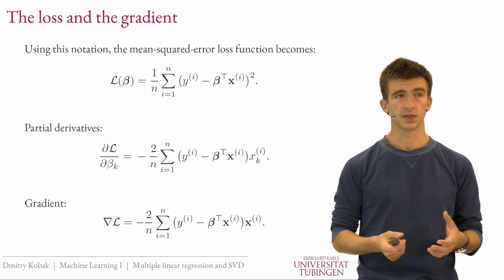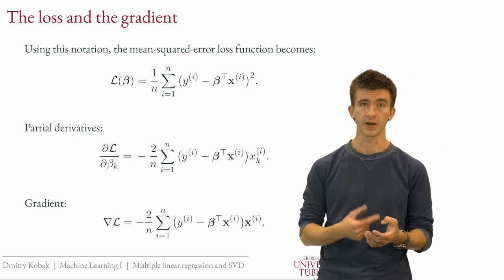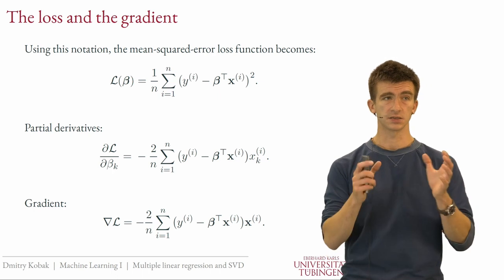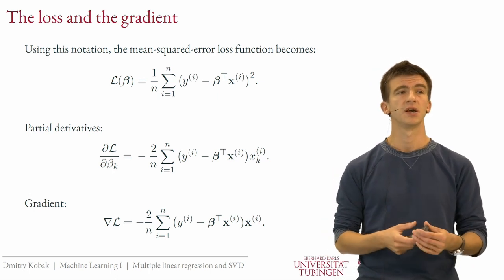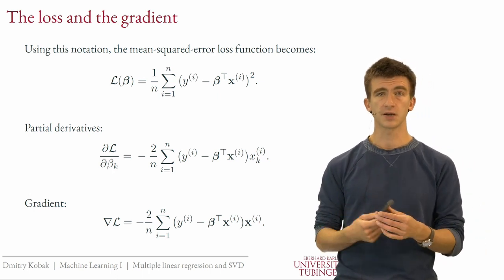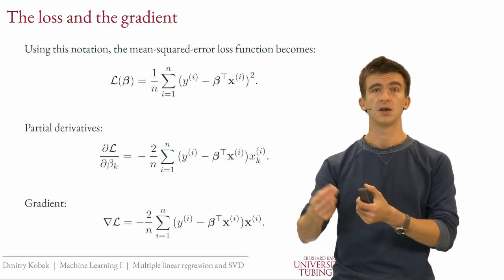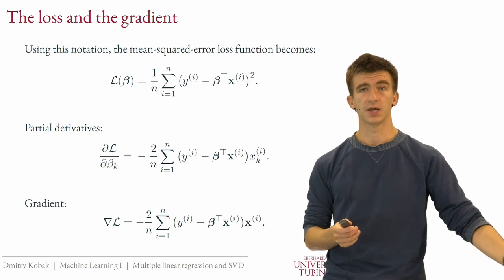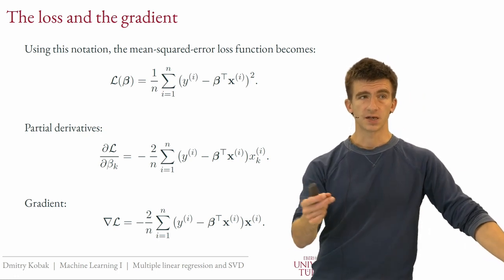There's nothing else that you need. For any given value of beta, for example your initial guess, given the data that is sitting there fixed and never changes, you can compute the value of the gradient, which is a vector, and you change your beta. You make a little step, with some learning rate, in the direction of the negative gradient.